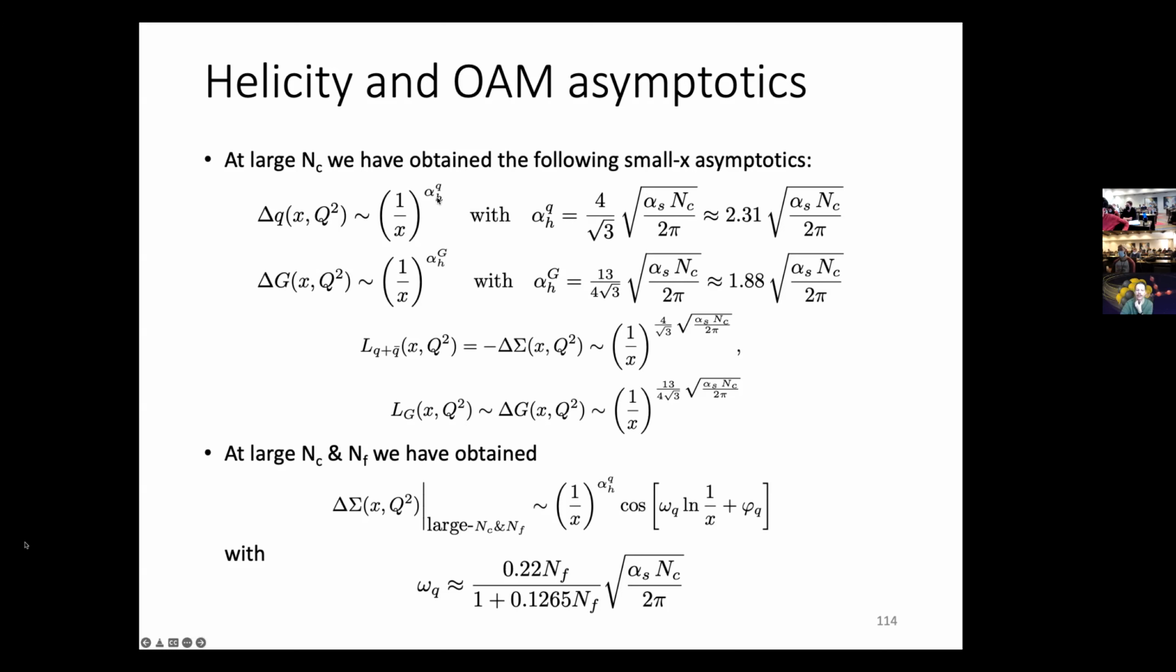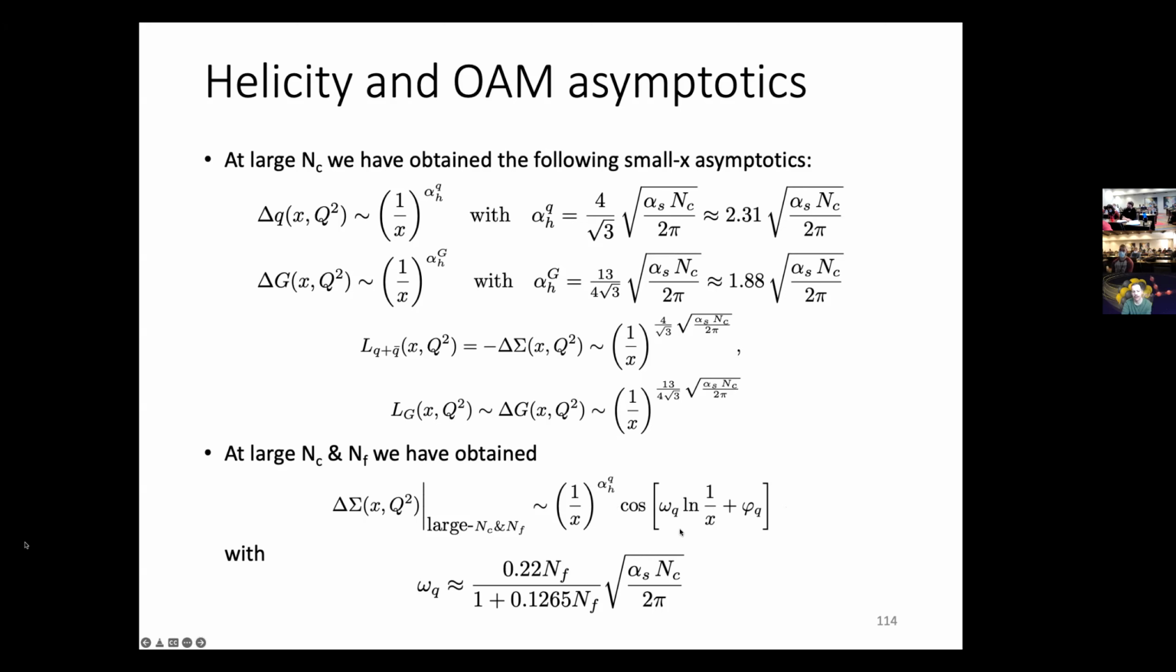So the power of 1 over x is expanded in the powers of the square root of alpha s, not in the powers of alpha s itself. So it's kind of a non-analytic, if you wish, expansion. You get this for quark and gluon helicity distributions and orbital angular momentum in the large N_c limit. And then if you go beyond the large N_c limit, and consider the large N_c and N_f limit, in addition, interestingly, to this power of x, one gets oscillations with log 1 over x.